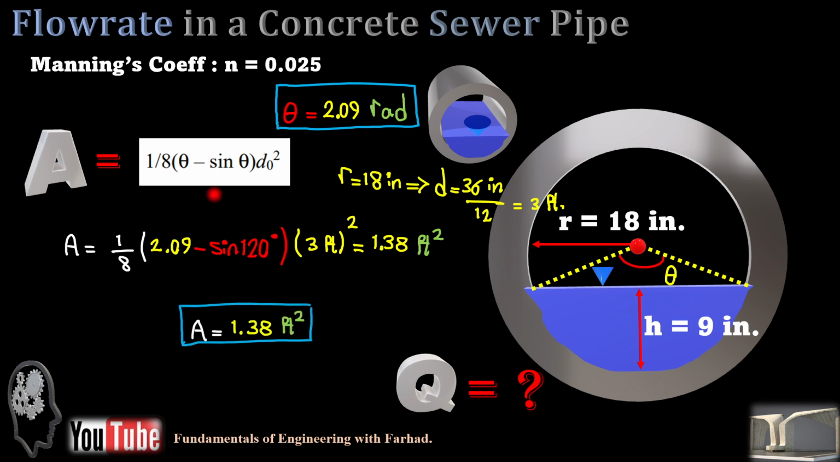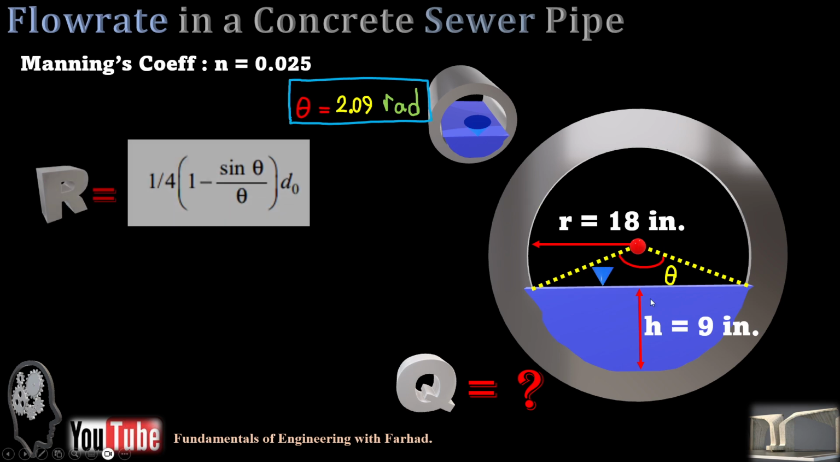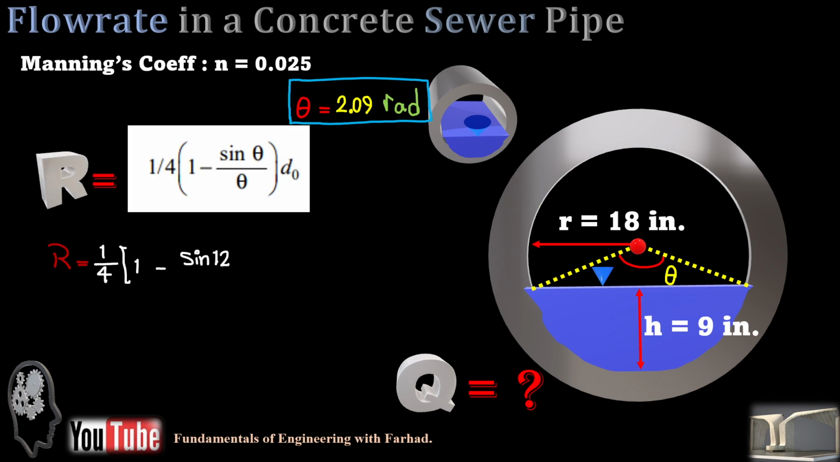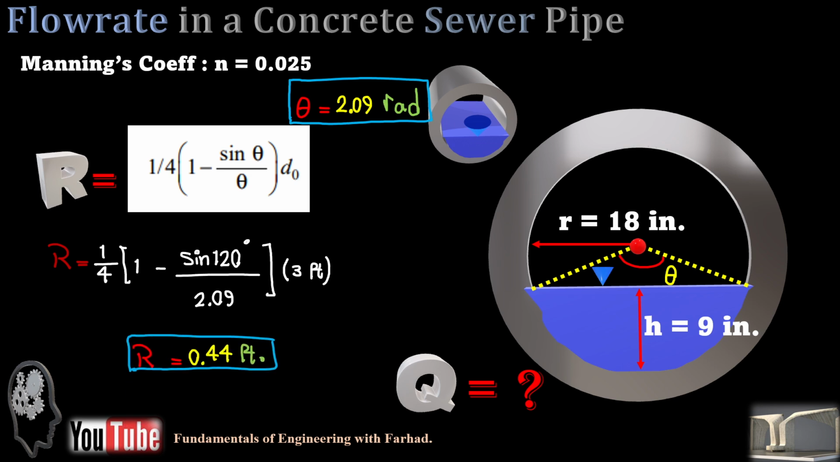So far we have calculated theta and the area, and we then have to calculate the hydraulic radius. Hydraulic radius is a quarter of bracket 1 minus sine of 120 over theta, which is 2.09, close bracket, times d, which is the diameter, 3 feet. It gives us a numeric value of hydraulic radius equal to 0.44 feet.